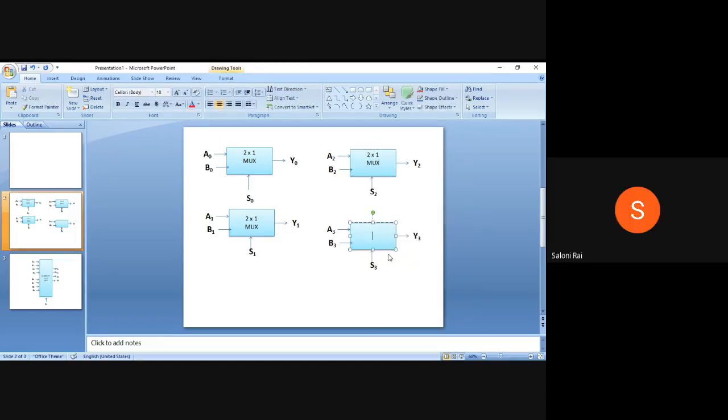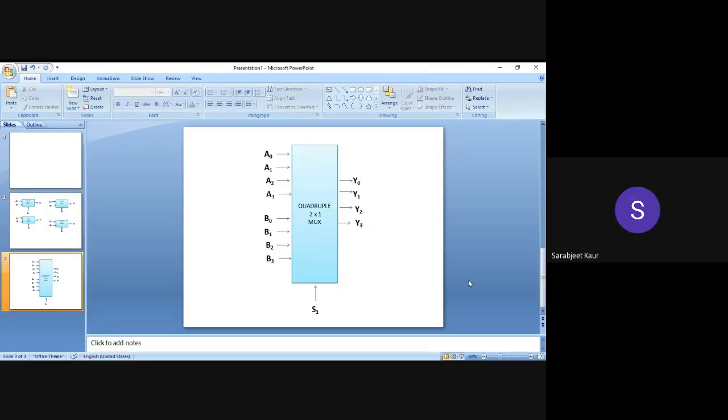B1. B1 will be the A0 output. It will be V1 equal to B1. Y1. Right. B1 is passed as the output to Y1. And so on, even for these two multiplexers, right?